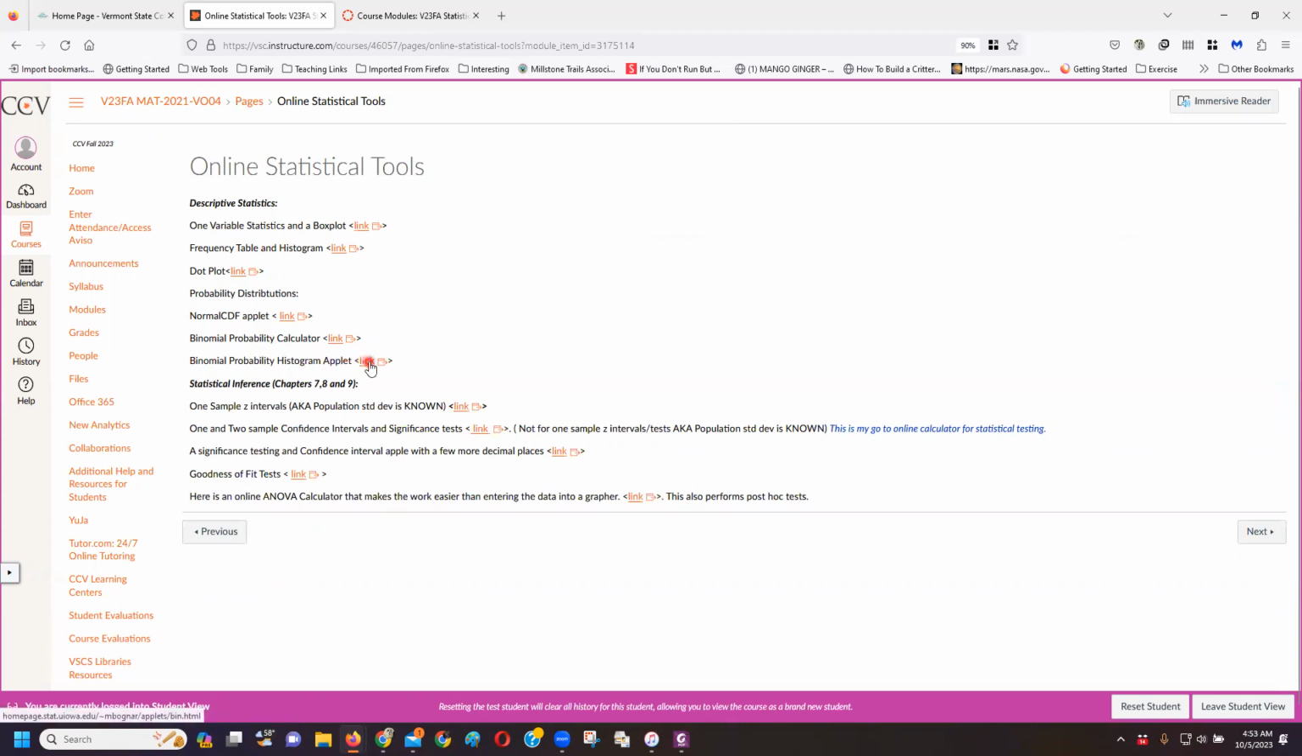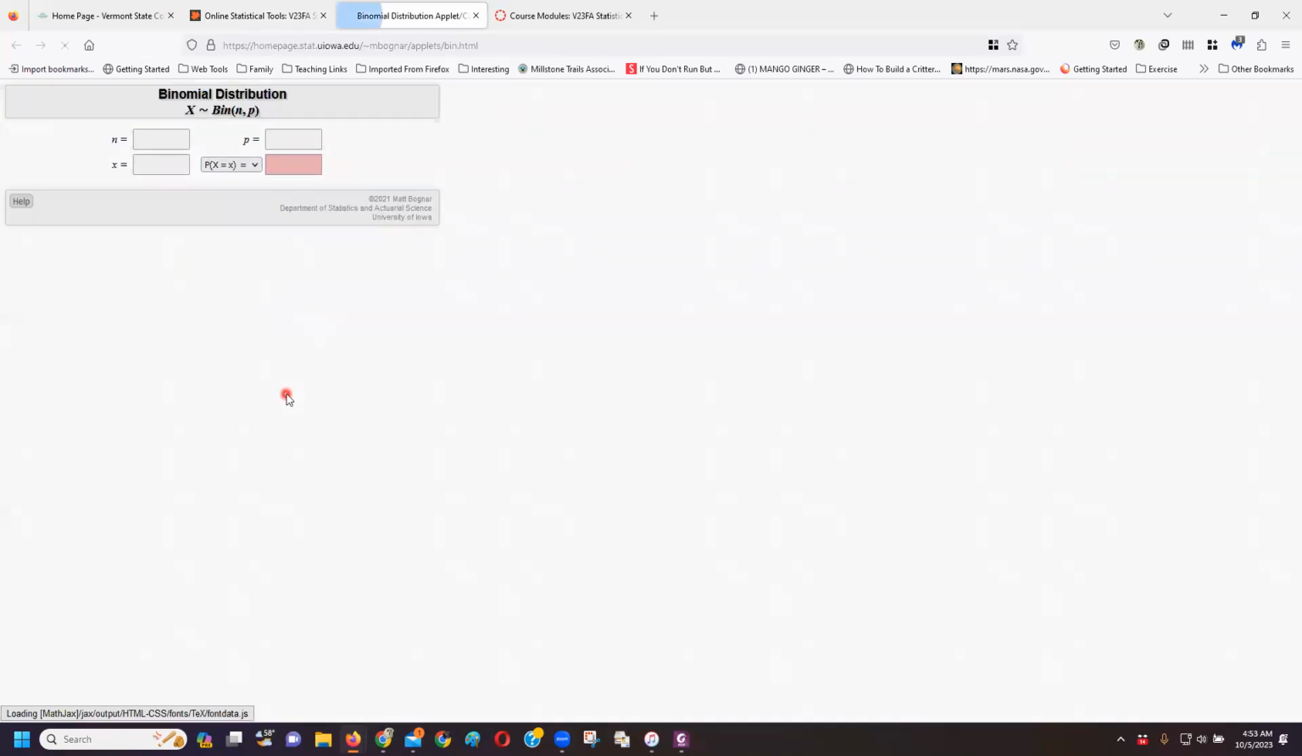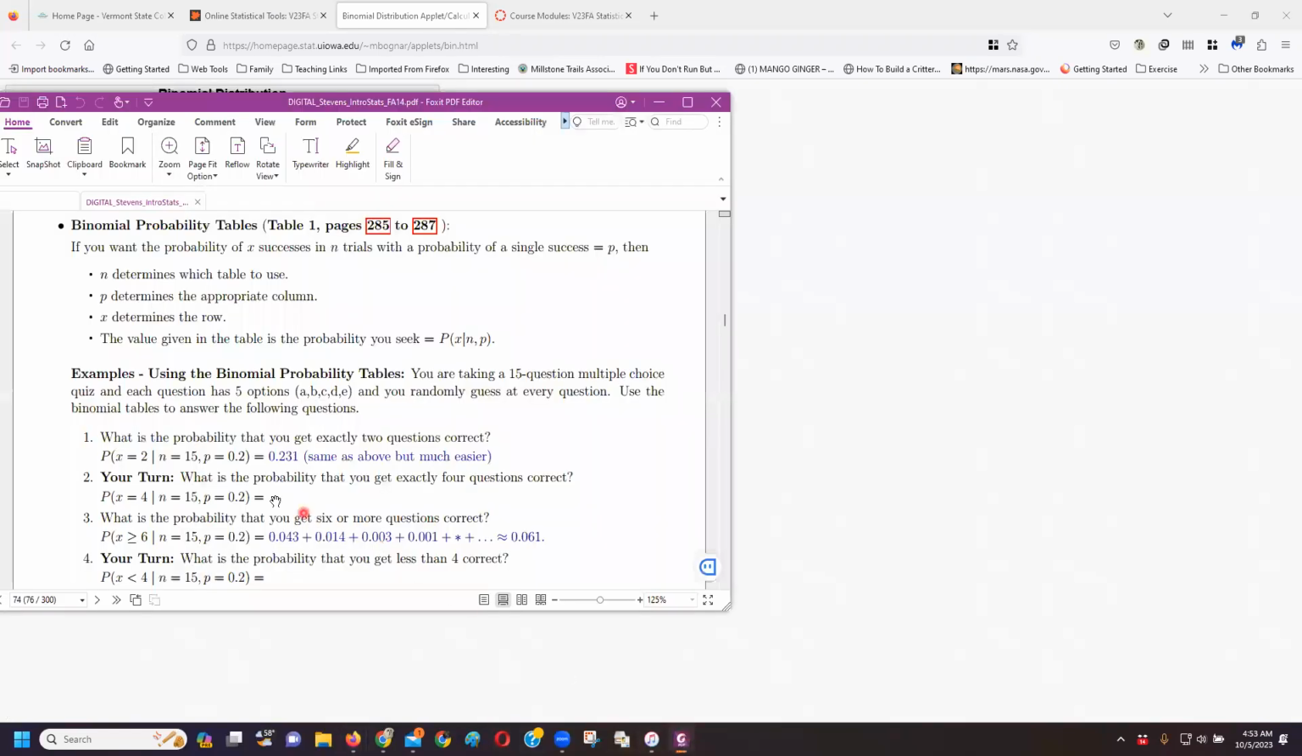One that's cool, we're not going to use it much. It does a lot, it doesn't do everything. But one thing it does do is, let's see, what's this first question? Let's do something to graph. What's the probability? I've got 15 questions. Each question has 5 options. So that means the probability of success is 1/5 or 0.2, right? And then they want to know the probability of getting exactly 2 correct.